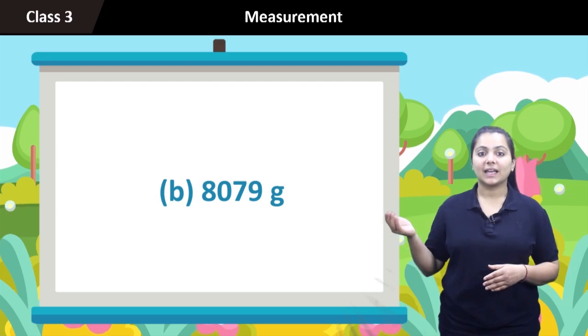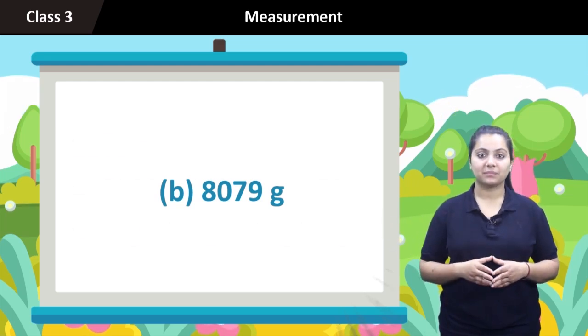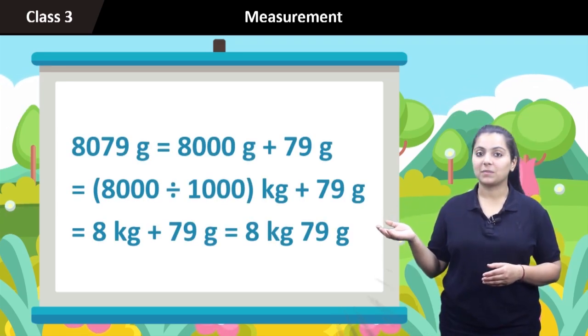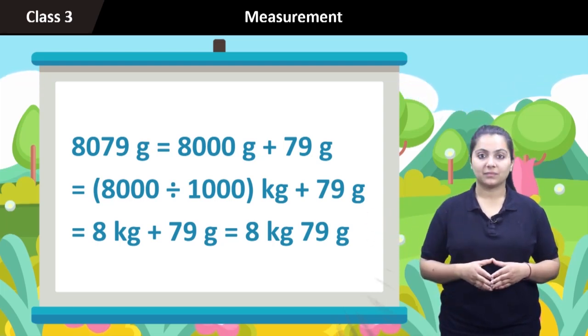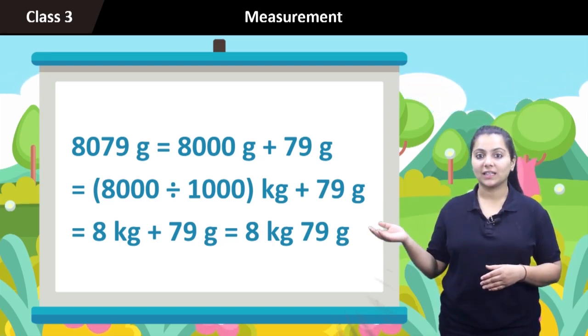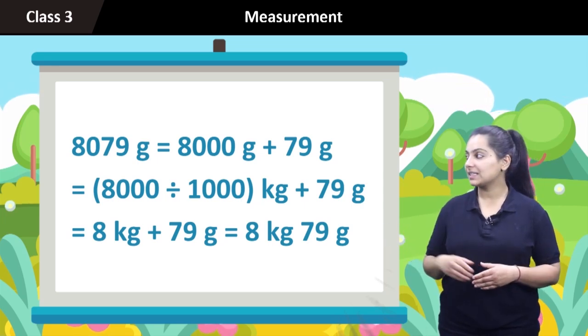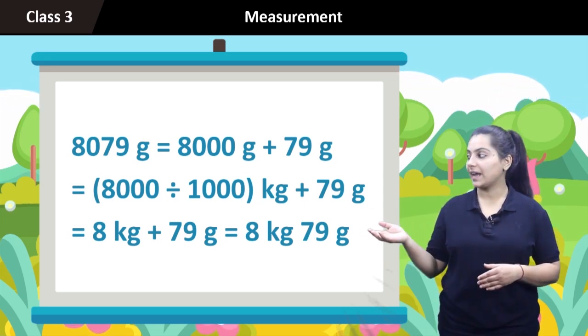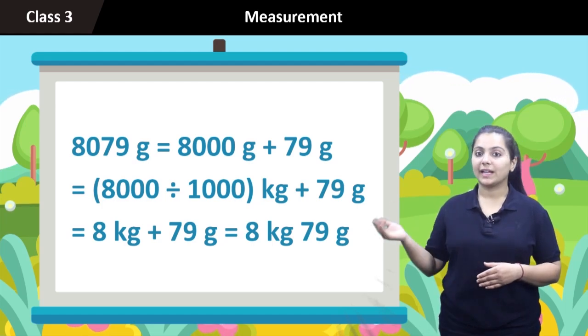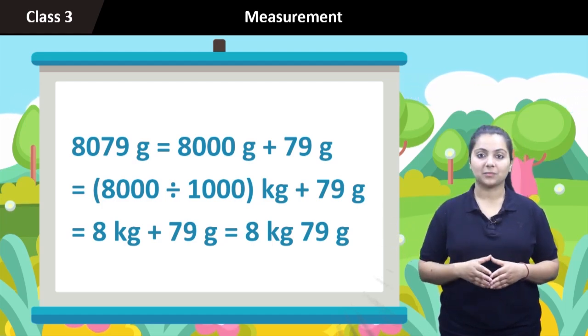B. 8079 gram. 8079 gram is equal to 8000 gram plus 79 gram. 8000 divided by 1000 is 8 kilogram, plus 79 gram. 8 kilogram plus 79 gram is equal to 8 kilogram 79 gram.